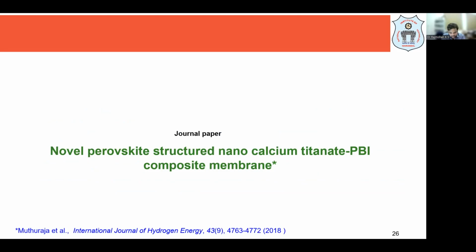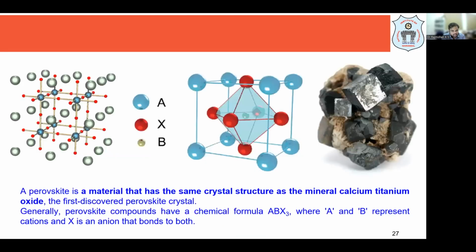Okay, so now I am just going to wind up with how to prepare a particular nano composite membrane, particularly a calcium titanate PBI composite membrane. This is taken from a recent research paper. So it is actually a novel perovskite structured nano calcium titanate. Depending upon the structure, we have a name called perovskite, which you will learn in other courses also. So what is perovskite? I will just introduce.